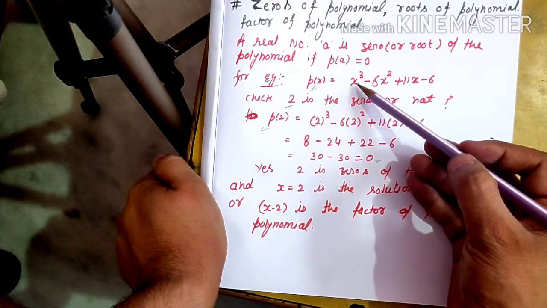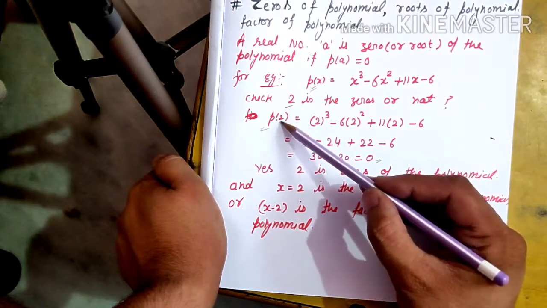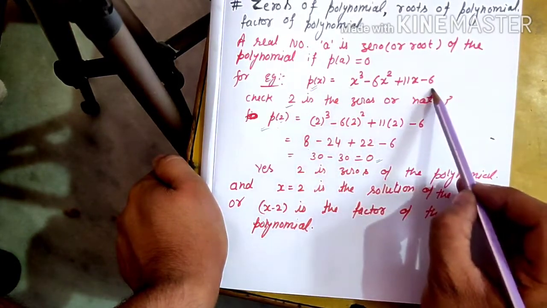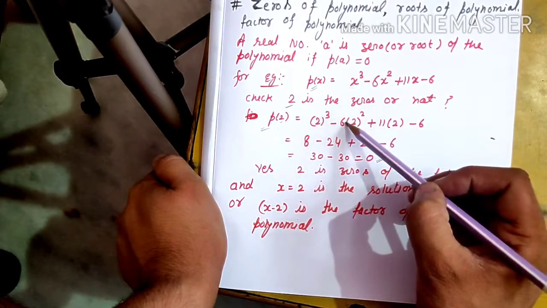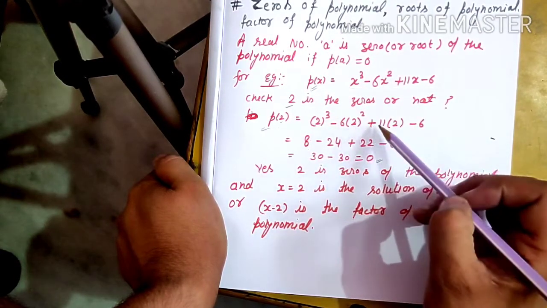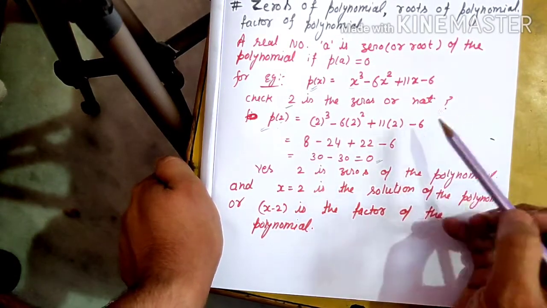So now check 2 is zeros or not. Now put the value of x, which is 2, in the polynomial. 2 to the power 3 minus 6 into 2 to the power 2 plus 11, in place of x put 2, and minus 6. Now solve.